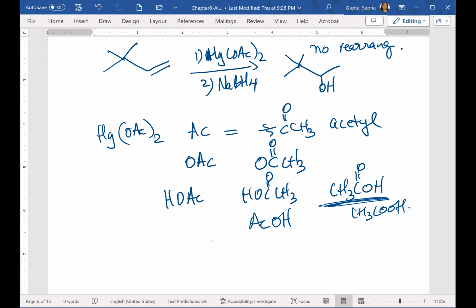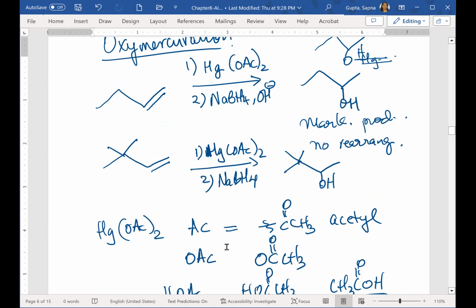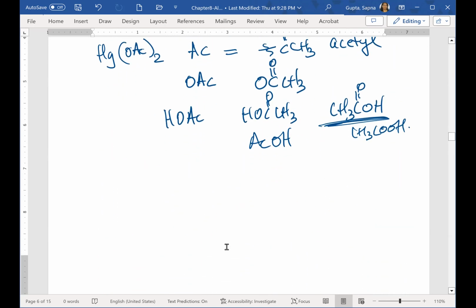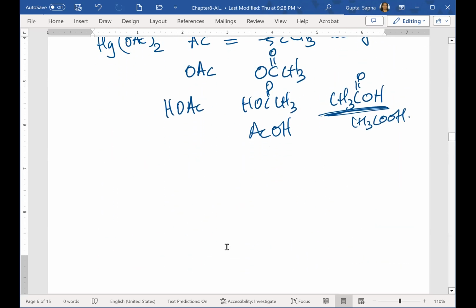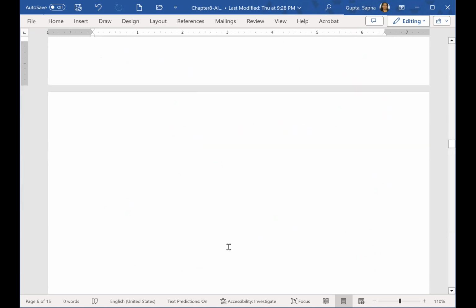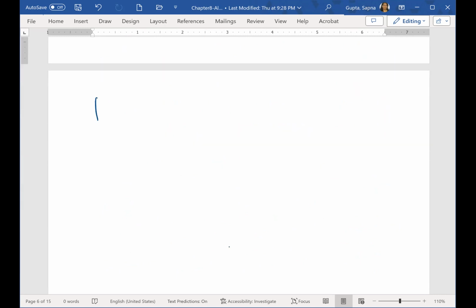So that's it about oxymercuration. I don't have anything more to say. So that's Markovnikov, no rearrangement, that's our wonderful oxymercuration. Now for the third reaction, which is called hydroboration, I'll just start on a new page.